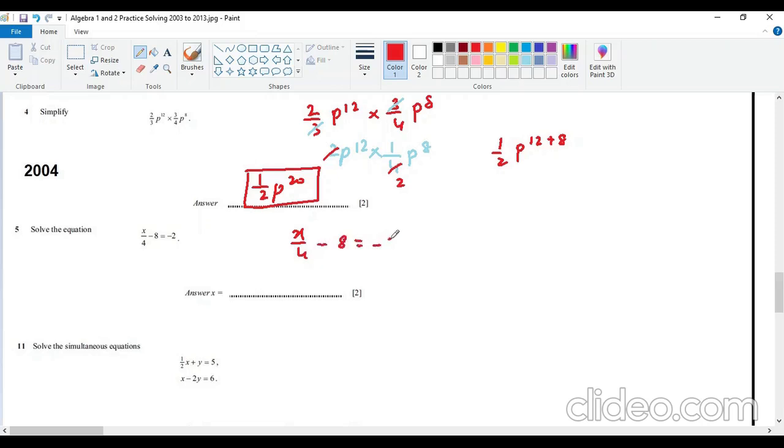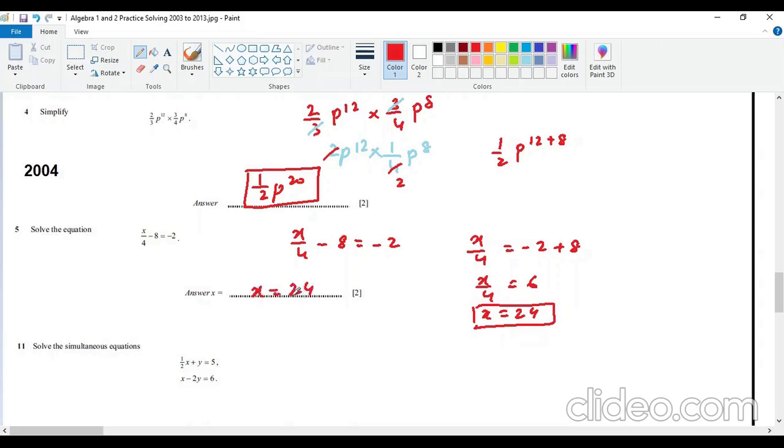That means we are going to multiply everything by 4. So first, to make it easier, x over 4 equals negative 2 plus 8. That means x over 4 is going to be 6. That means x equals 24. This is going to be your answer, x equals 24.